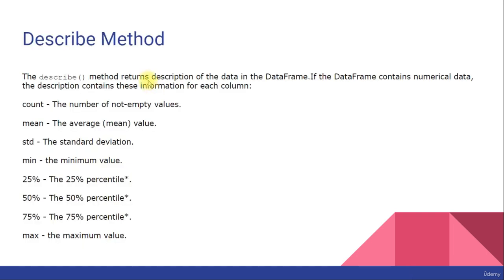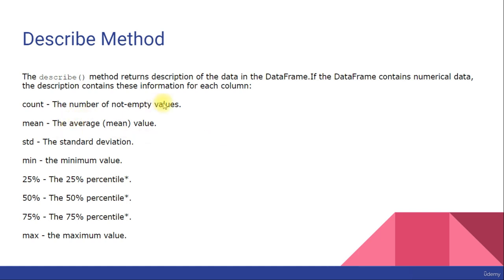So next we have the describe method. The describe method returns a description of the data in the data frame. If the data frame contains numerical data, this is very important. The describe method will only work on the numerical data, and the description contains this information for each column. So you will get these basic statistical details for all the numerical columns that you have in your data frame.